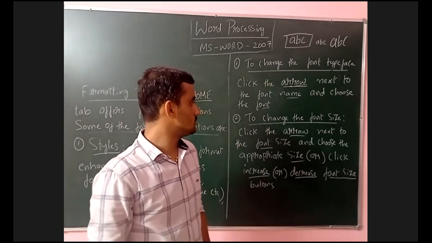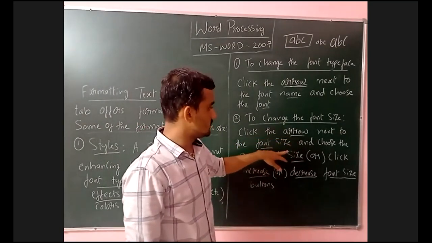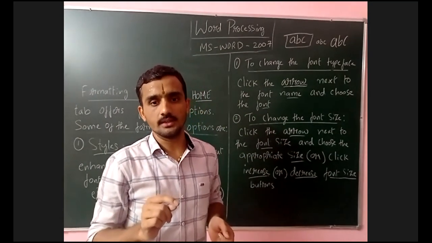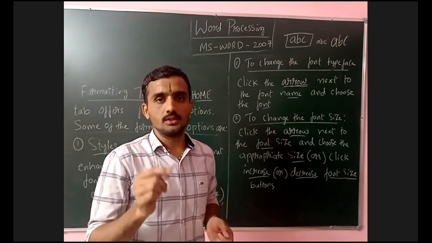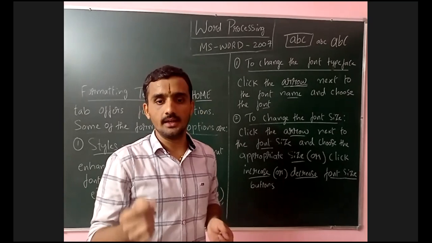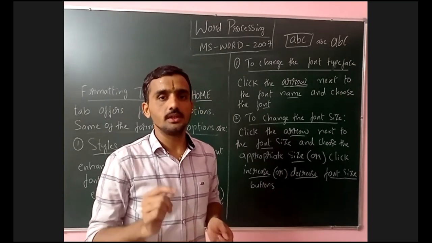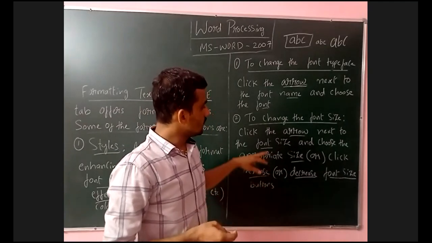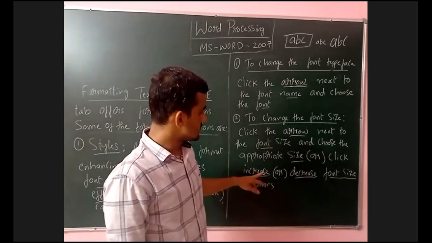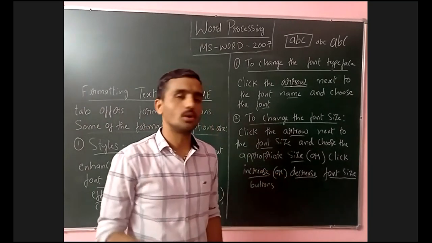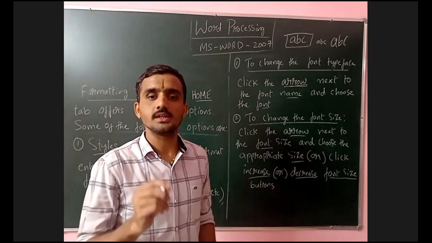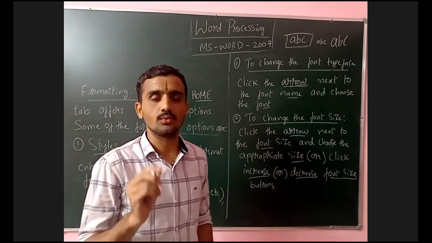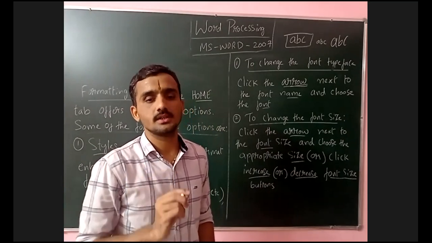So for that, what we do? Click the arrow next to the font size and choose the appropriate size. Here size values will be provided, starting from 1, 2, 3, 4, like 12, 14, 16, 18, up to 72. You have to select the size. Either you can click on that particular number, or one more option is there. Increase and decrease buttons are there on the font size. If you click on the increase button, it will keep on increasing the font size. If you click on the decrease button, it will keep on decreasing the font size.